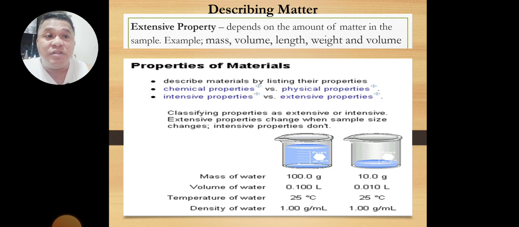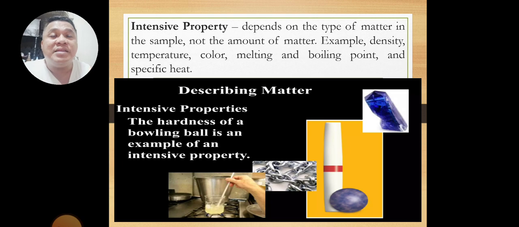And of course, the volume of 0.100 liter compared to 0.01 liter is a big difference when it comes to extensive properties. All right. But an intensive property depends on the type of matter in the sample, not on the amount of matter. For example, intensive properties are density, temperature, color, melting and boiling point, and of course, specific heat.